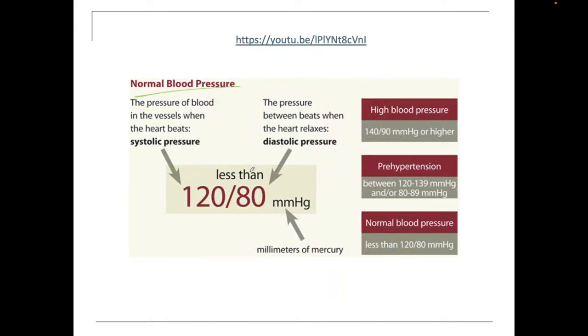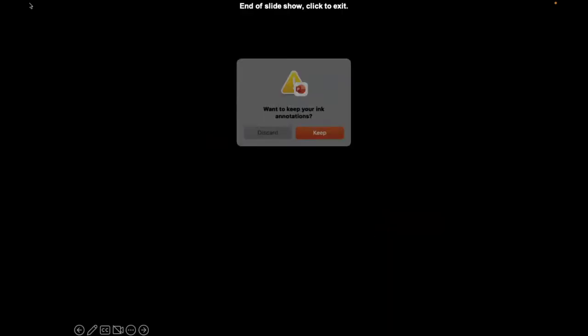And normal blood pressure, we want it less than 120 over 80. Systolic over diastolic. What is systolic? That's the pressure of blood in the vessels when the heart is depolarizing, when it's contracting. And diastole is the pressure between the heartbeats when the heart is relaxing or repolarizing. Okay? High blood pressure, 140 over 90 or higher. Prehypertension is anything between 120 to 139, and normal blood pressure is less than 120 over 80. Okay?